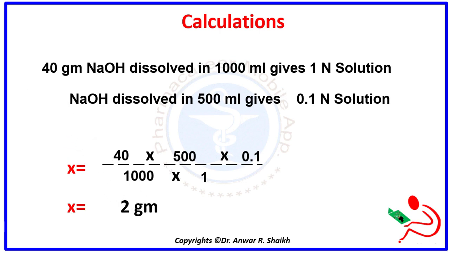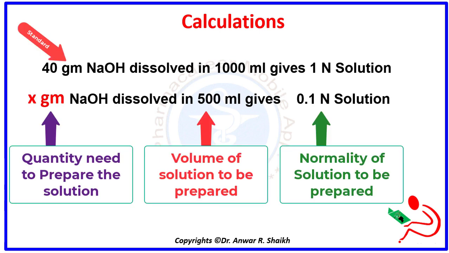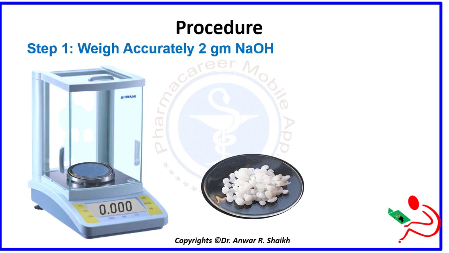Therefore, dissolving accurately 2 gram sodium hydroxide in 500 milliliters of distilled water will give a 0.1 normal solution. The above equation can be used to calculate the quantity of sodium hydroxide needed to prepare any normal solution of any volume. Let us learn the procedure.